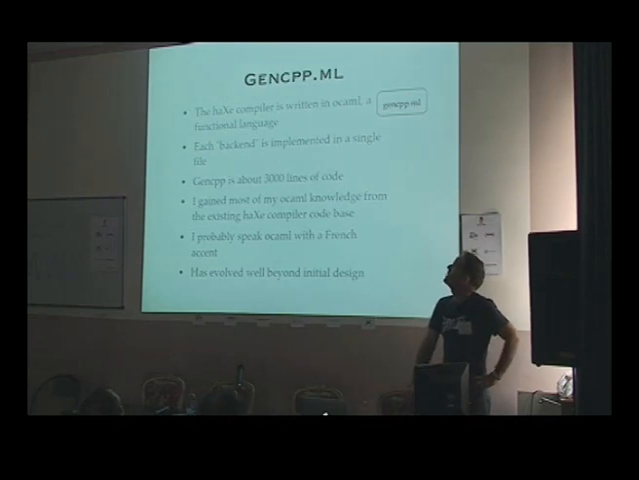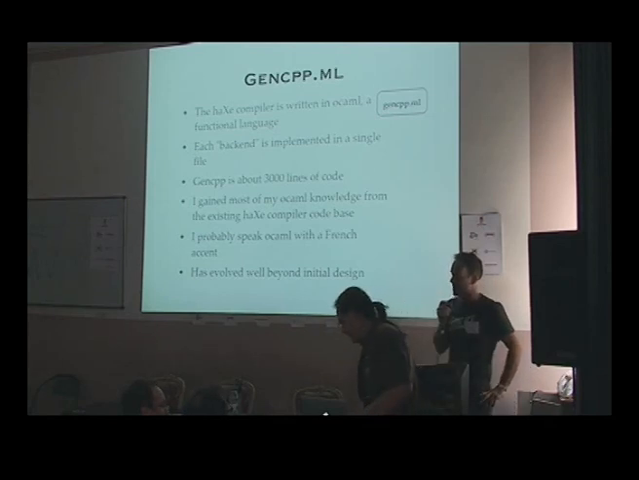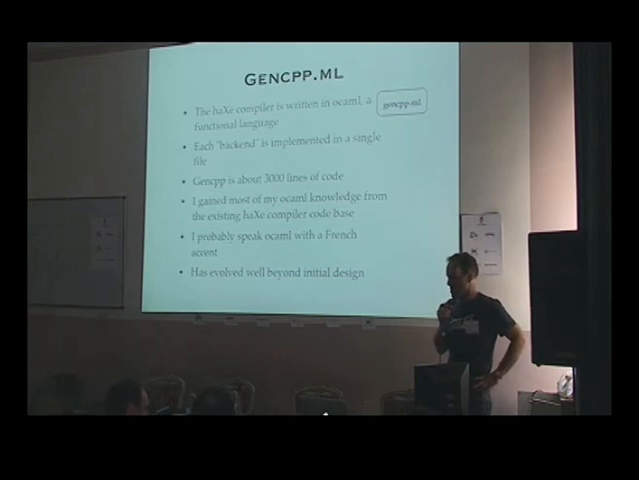So gencpp.ml is the CPP-specific bit of code inside the Haxe compiler that I've written. Okay, so the back end is implemented in a single file, so that I can keep my damage to a minimum on the other targets. It's about 3,000 lines of OCaml code, which is getting up there, I guess, sort of more than you can take in one sitting.